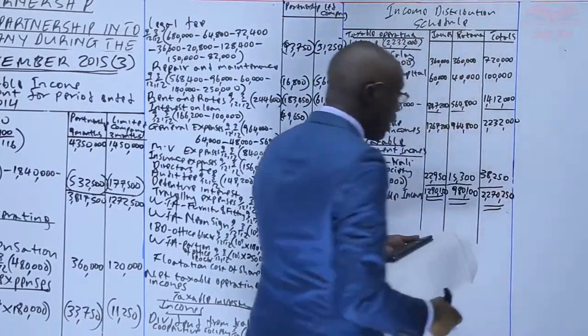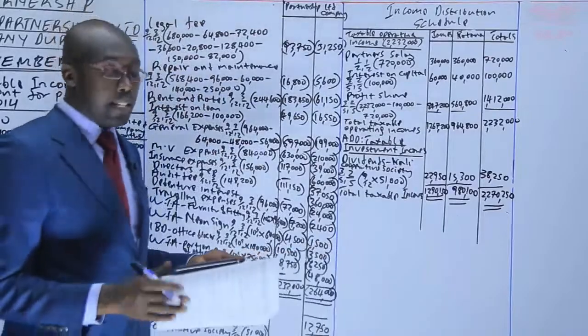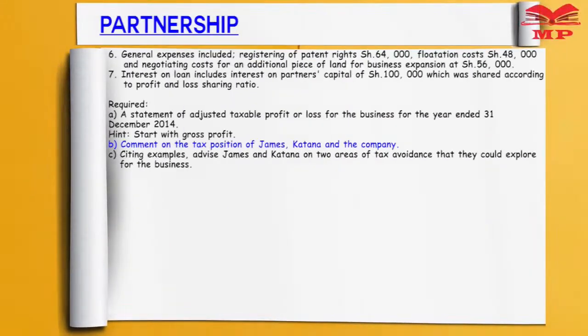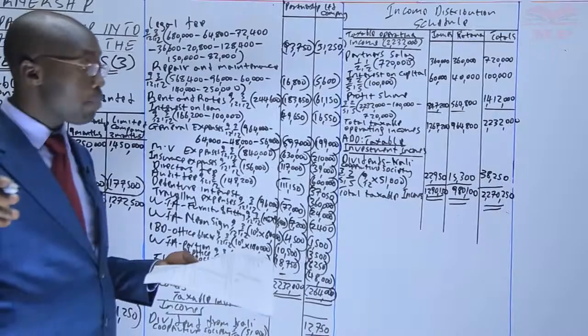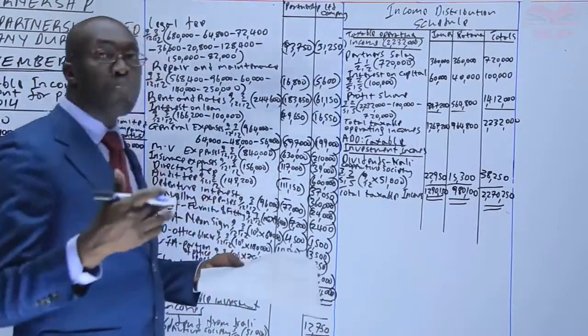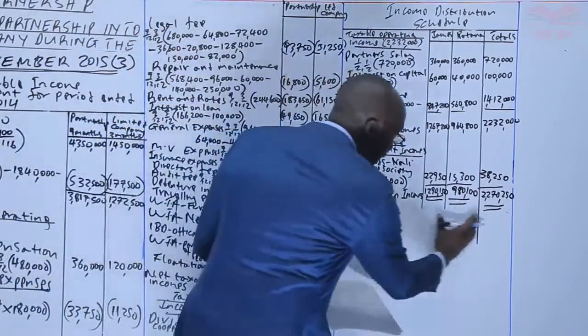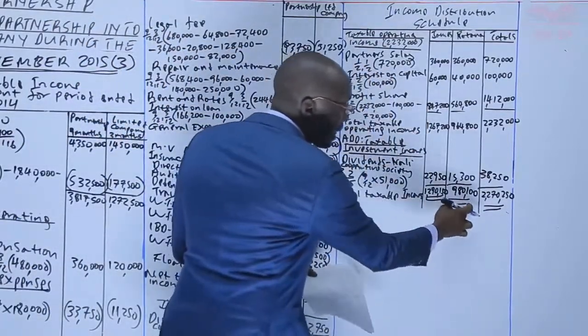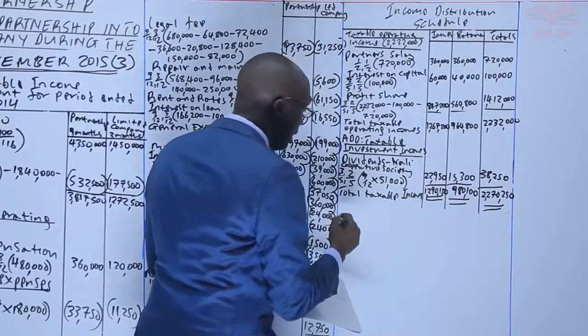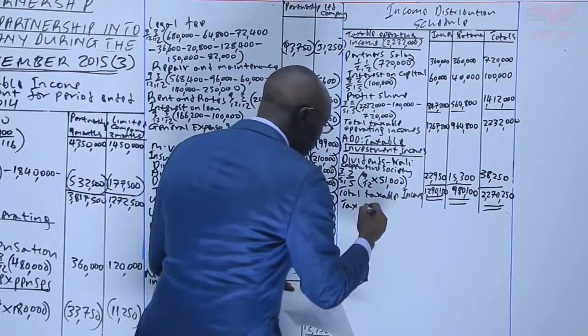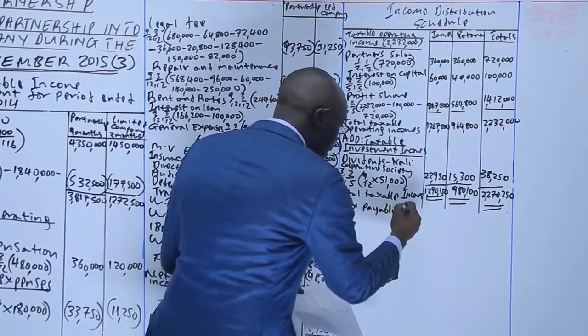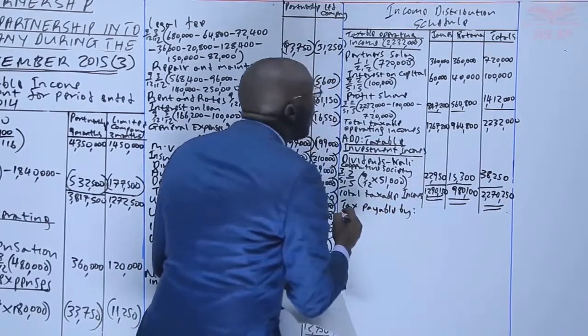There. However, we have not really answered the question, because question number 2 required that we comment on the tax position of James Katana and the company. So we have to get the tax payable. That's the point. So now we go beyond just the distribution. We normally tax these partners individually. For example, we'll say tax payable by James.